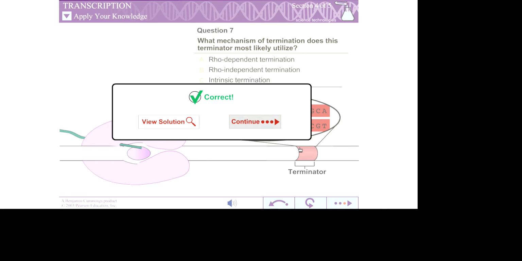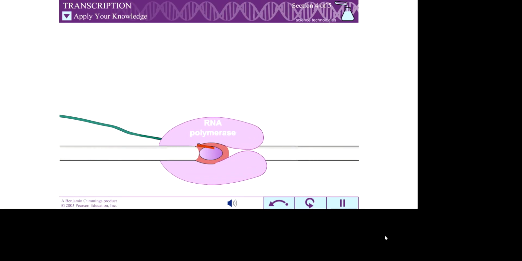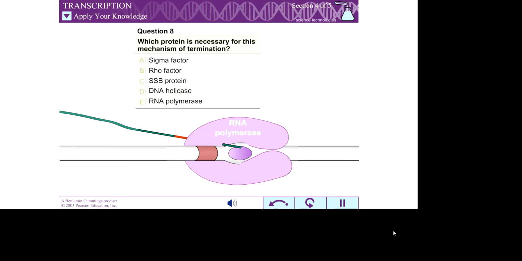Correct. Question 8. Which protein is necessary for this mechanism of termination? Correct.